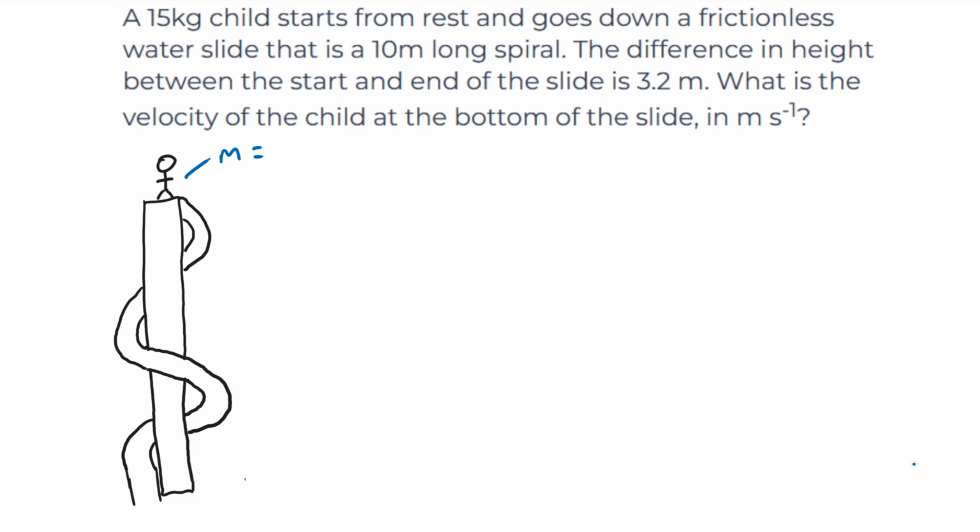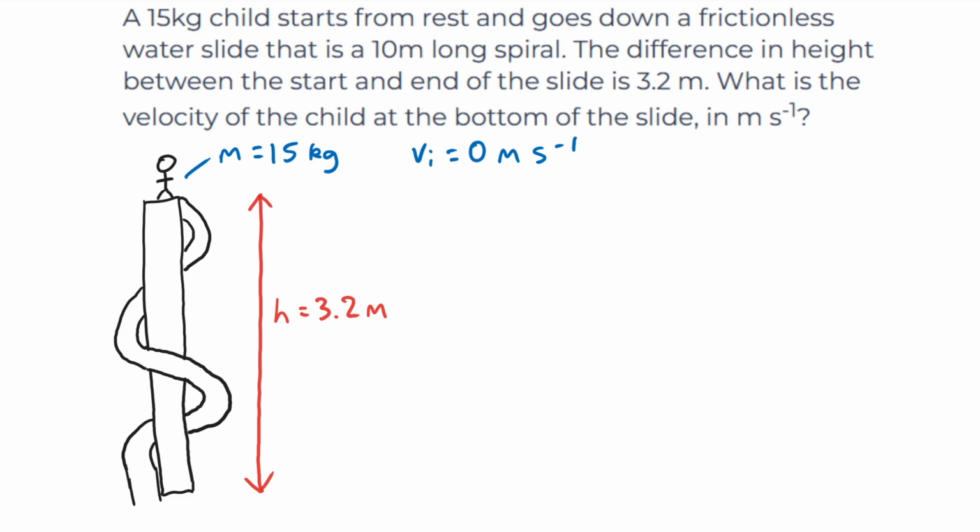The mass m equals 15 kilograms. The child starts at rest, so initial velocity vi is 0 meters per second. Distance, or d, equals 10 meters. Height, or vertical distance, represented by the letter h, equals 3.2 meters. We want to find final velocity, so Vf equals question mark in meters per second.